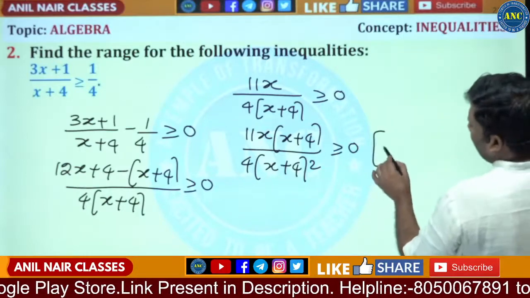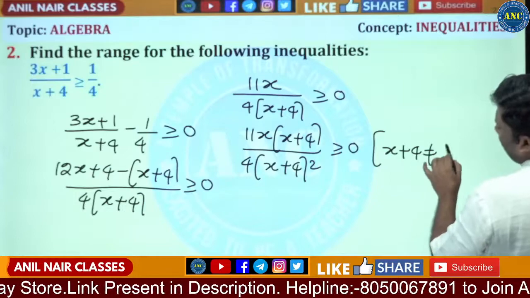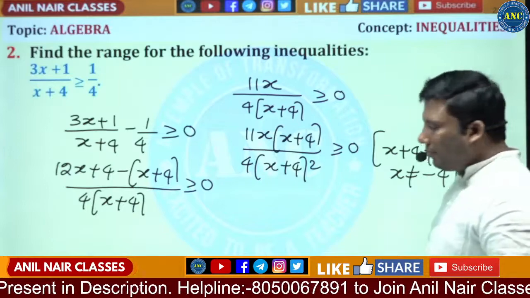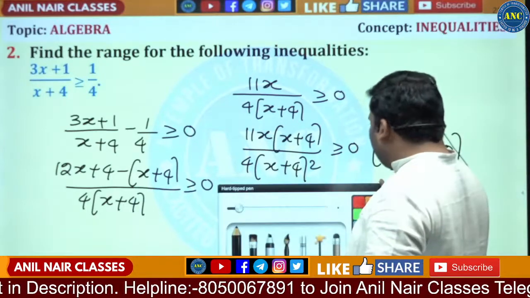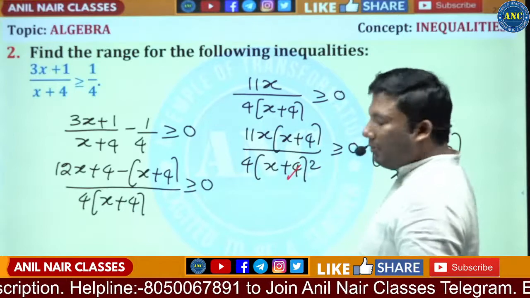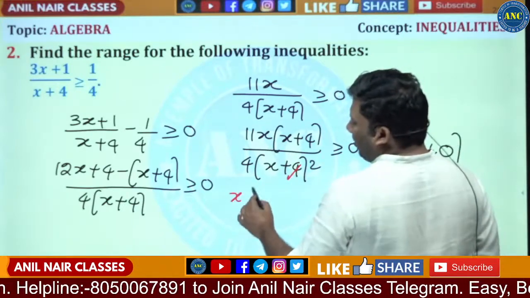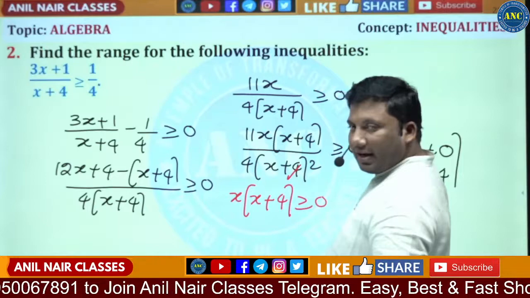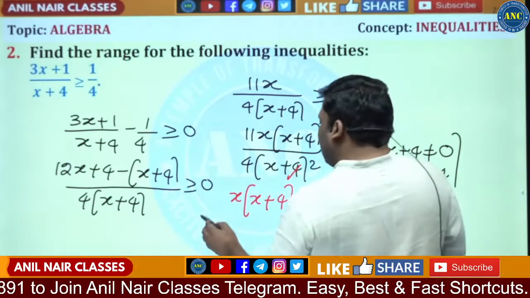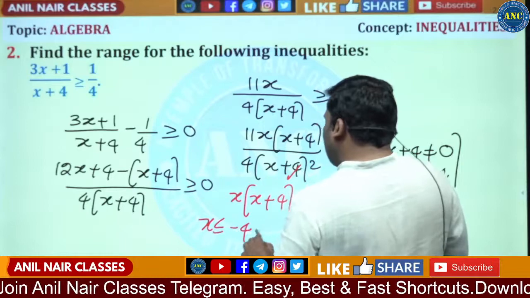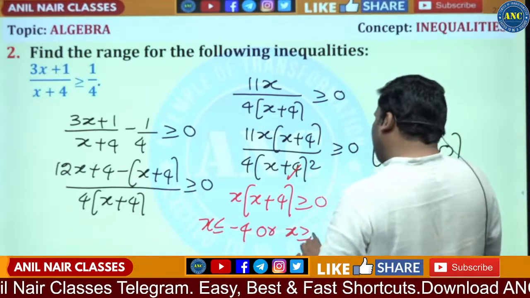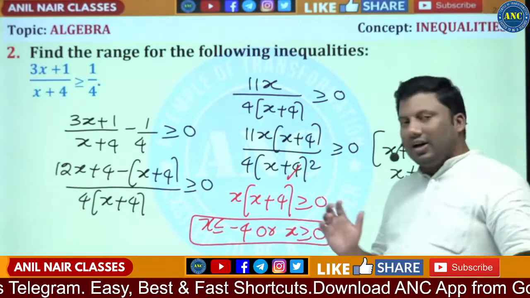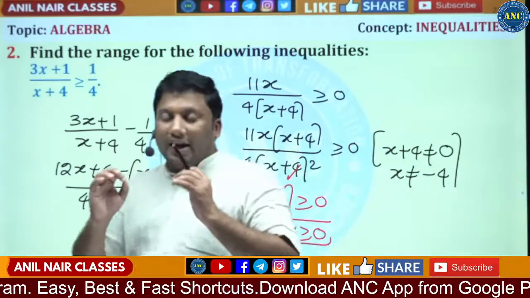Denominator can never be equated with 0. x plus 4 should never be equated with 0. x cannot be equivalent to minus 4. So this is positive. If it is positive, the numerator should be positive. 11 is anyway positive. x into x plus 4 greater than or equivalent to 0. Greater than means x is lesser than the lesser value or x is greater than or equivalent to the greater value. x less than or equivalent to minus 4 or x greater than or equivalent to 0. Very, very easy. Again, I am repeating it.